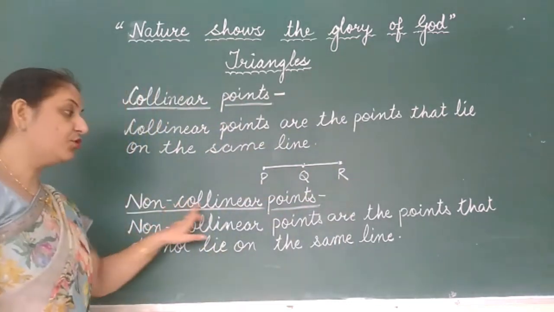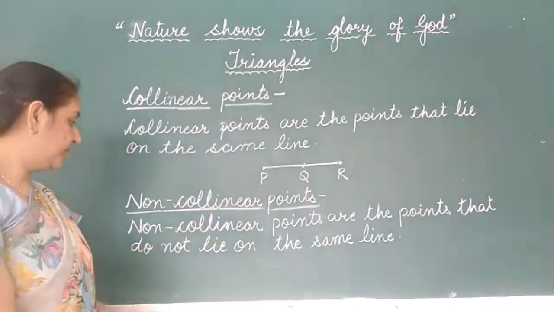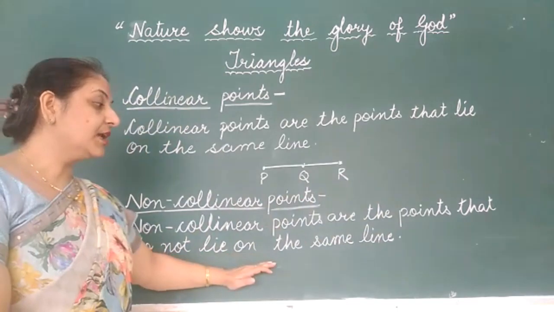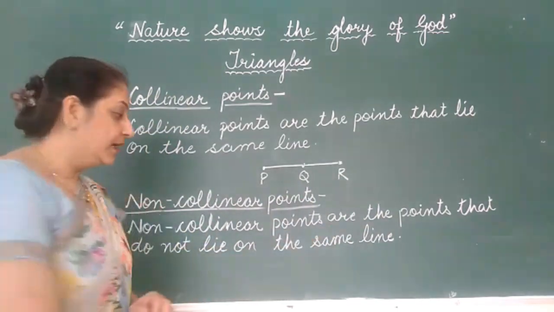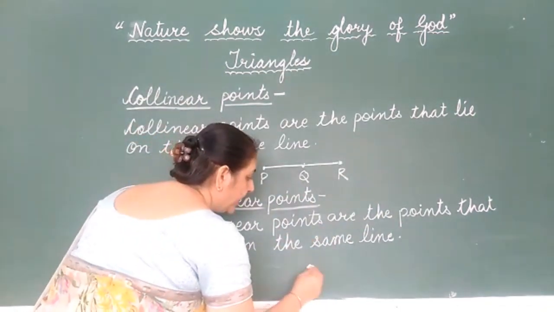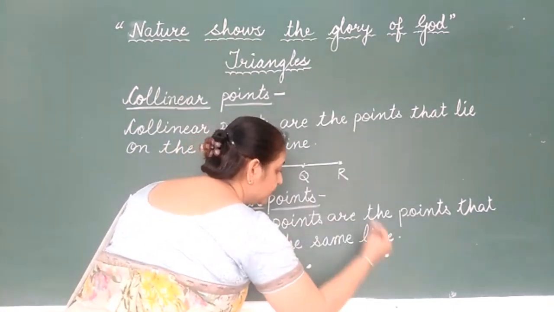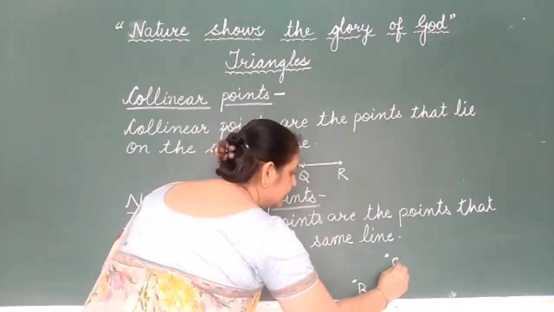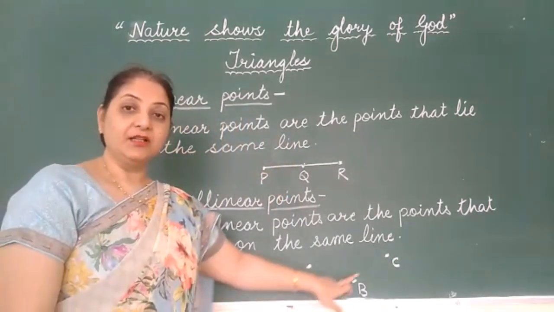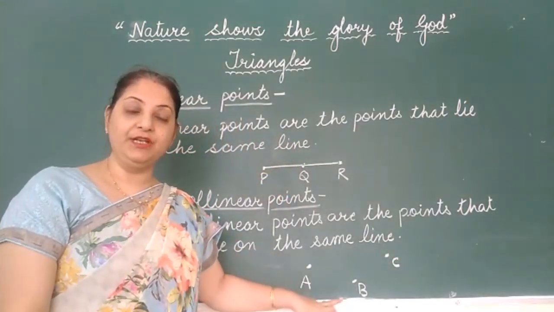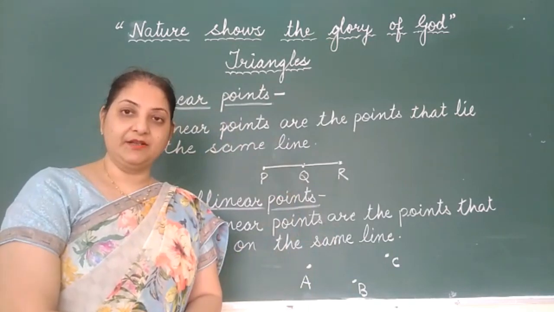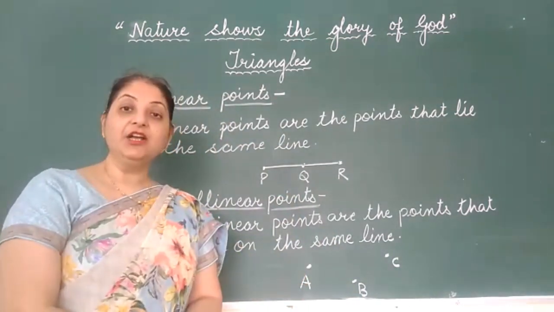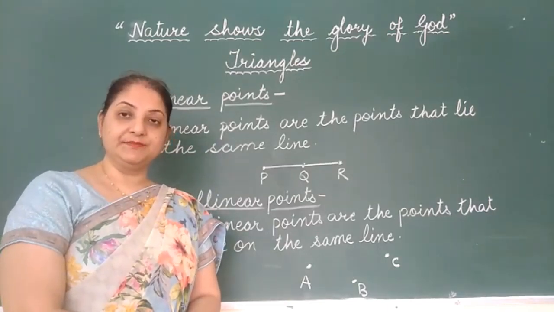Whereas what are non-collinear points? Non-collinear points are the points that do not lie on the same line. For example, if I mark a few points on the board, I am naming them A, B and C. Children, these 3 points I cannot join with one straight line. That means they are not lying on a straight line. So these points are non-collinear points.